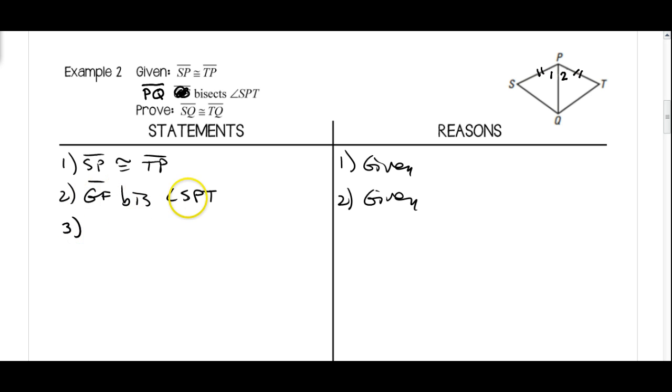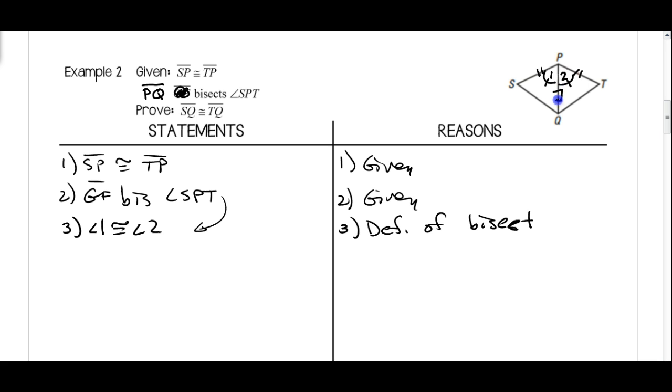So now, since PQ bisects angle SPT, I know that angle 1 is congruent to angle 2. The reason that I know that is by the definition of bisect. If a segment bisects an angle, then it divides it into two congruent angles. So now I've got that these angles here are congruent. And again, I've got my reflexive side down the middle, and this time I just have to fold the picture in half to get the triangles to line up. So it would be PQ congruent to PQ, and that's my reflexive property.